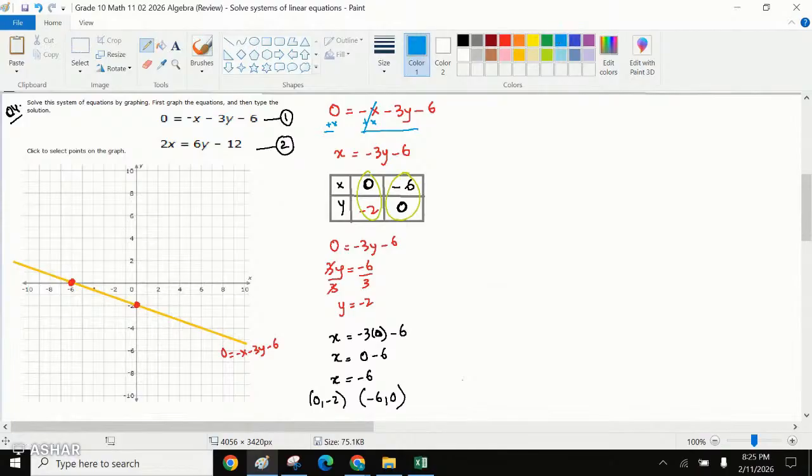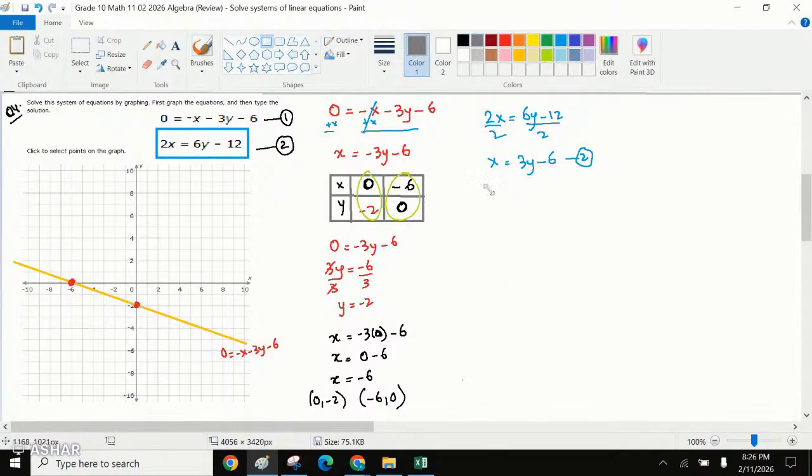Moving ahead to the next equation, the equation number 2. The equation number 2 says 2x is equal to 6y minus 12. Can we divide by 2 on either side? And x becomes 3y minus 6. This is our simplified equation number 2.